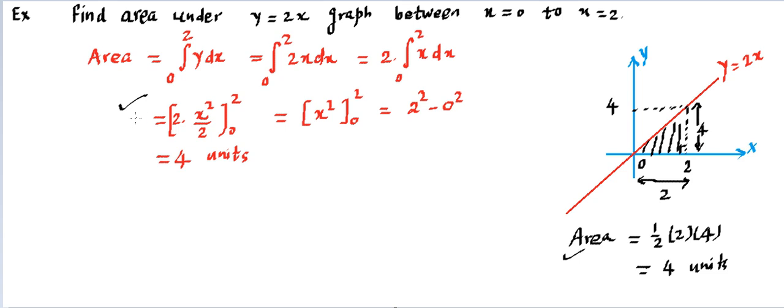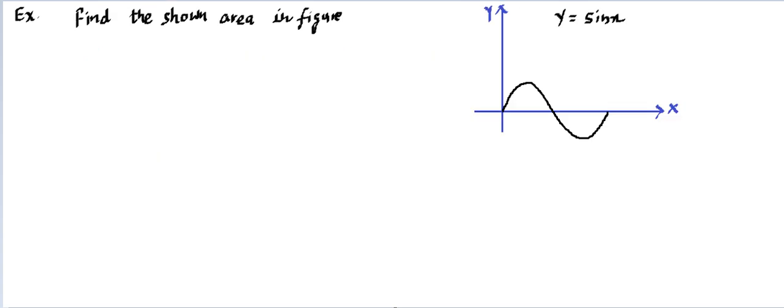Let me take another example, and that will help you digest this concept in a much better fashion. In this second example, it asks to find the shown area in the figure. This is a figure that has been given to us, and it is y is equal to sin x. That means it's a graph of sin x. And let's say you are being asked to find the area which is this shaded area, that means the area of this loop.